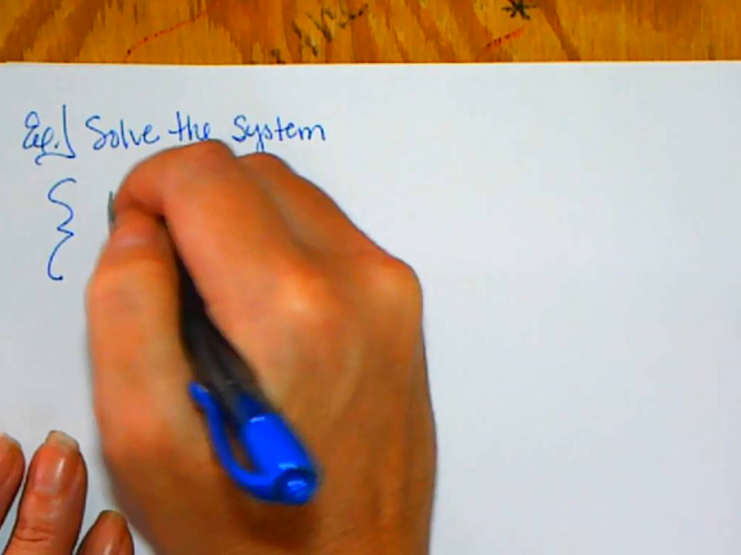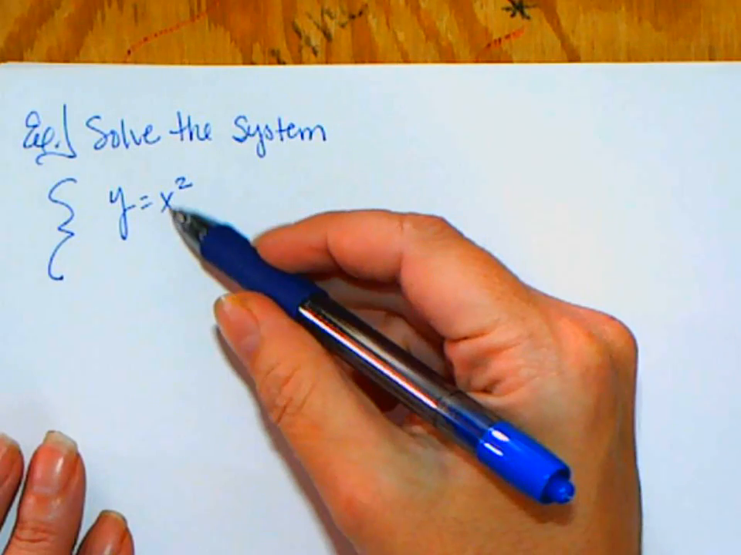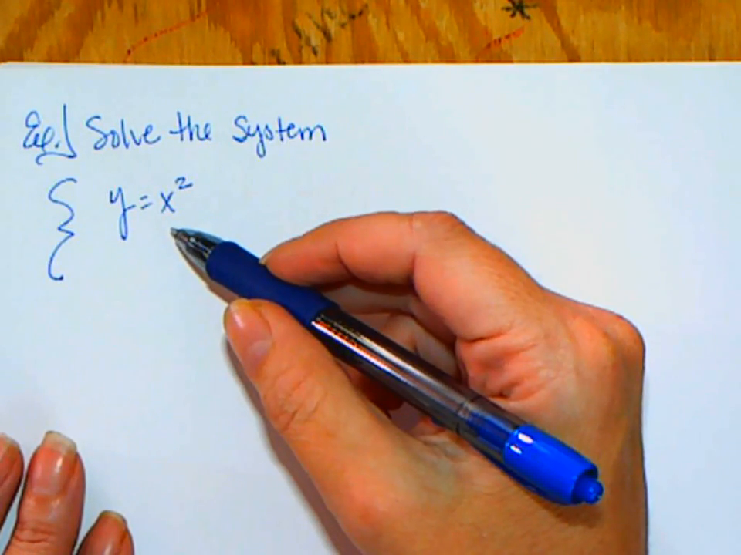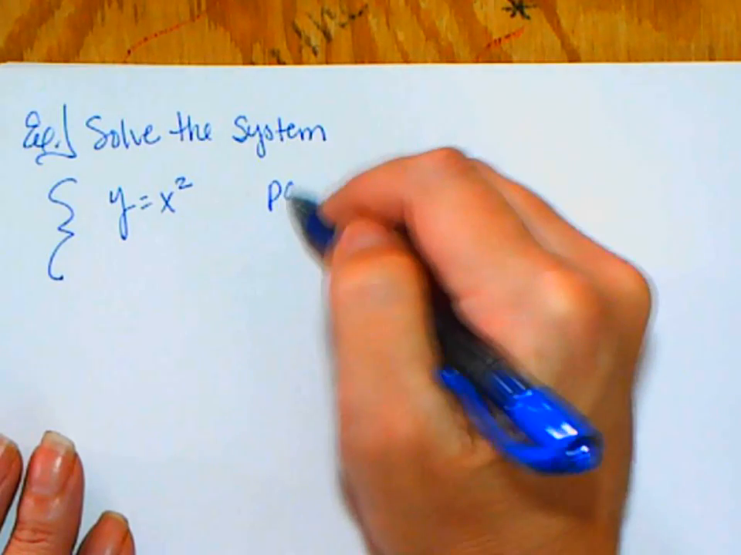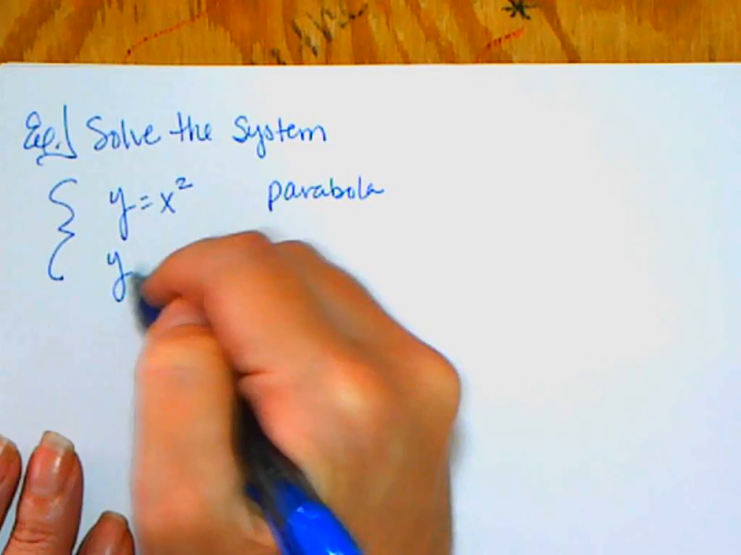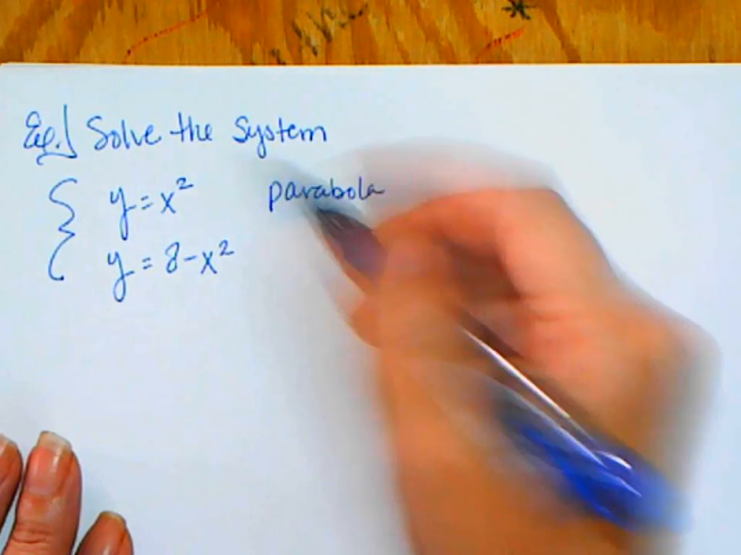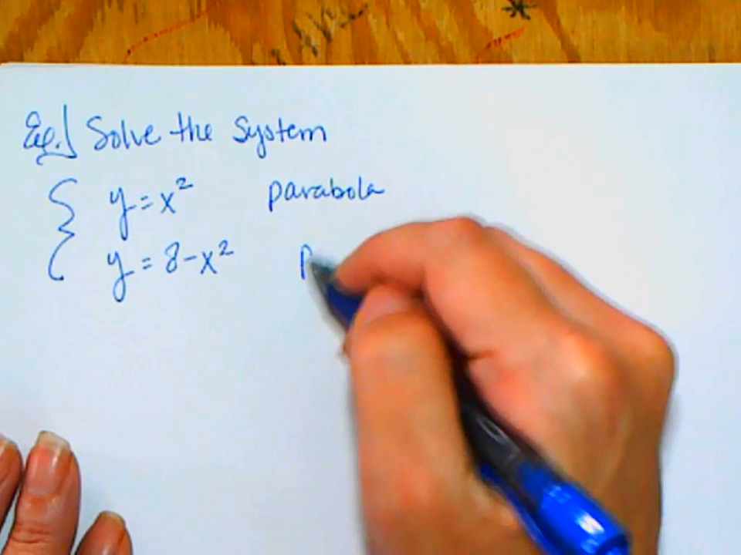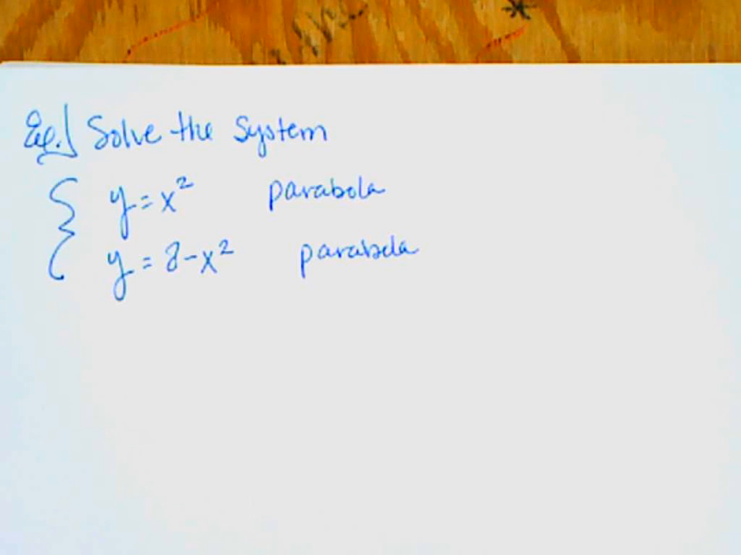I have y equals x squared. So we know that's a parabola, that's the parent function. And we have y equals 8 minus x squared. Y is not squared, x is squared. And we know that is also a parabola. It's quadratic. They're both quadratics, they're both parabolas.